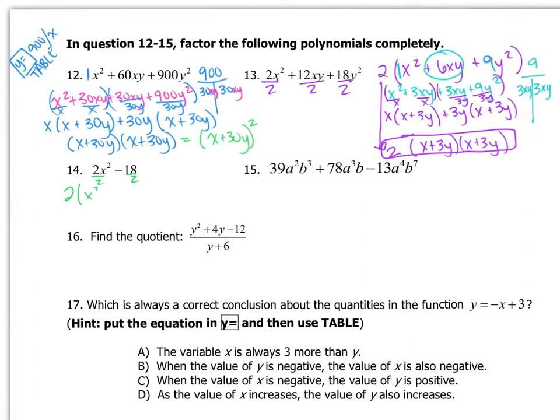And we're left with x squared minus 9. Hopefully you recognize that that is a difference of squares. So I'd bring down my 2. Difference of squares is just a pattern, so there's really not any work to it.